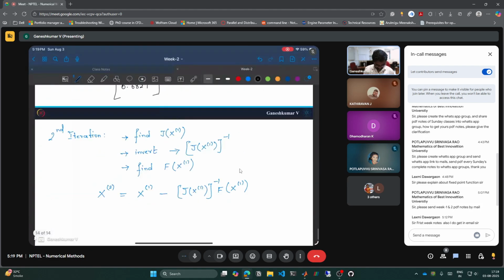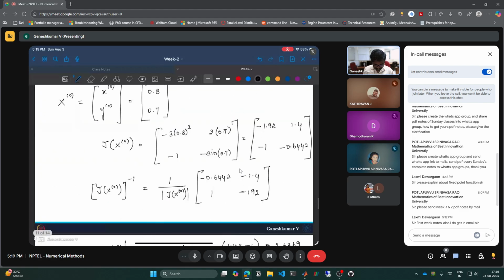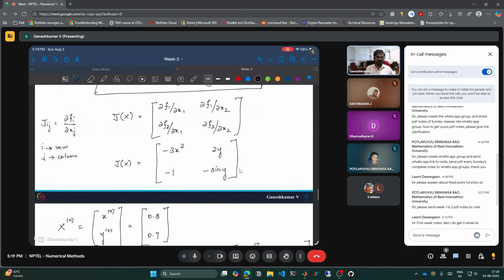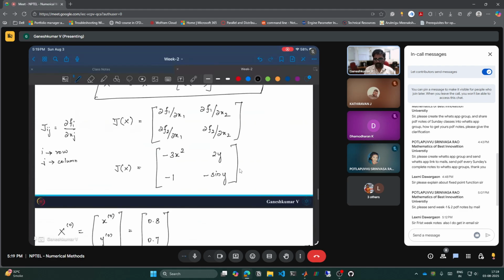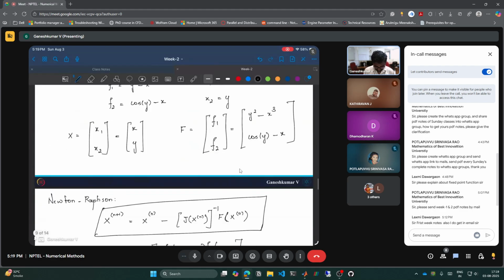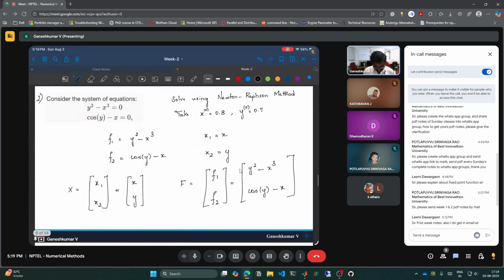All right. So this is how you solve the system of nonlinear equations with the Newton-Raphson method. Okay. So the only thing is we need to find the Jacobian matrix, and the Jacobian matrix is nothing but your functional derivatives. Okay. Let's check whether there are any questions here.